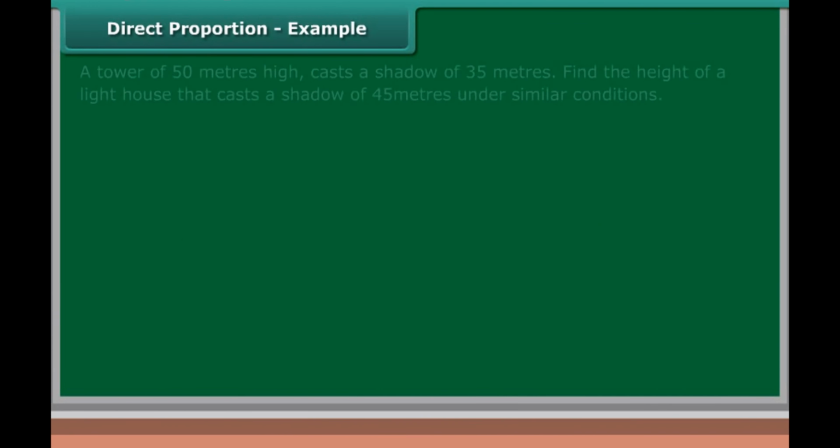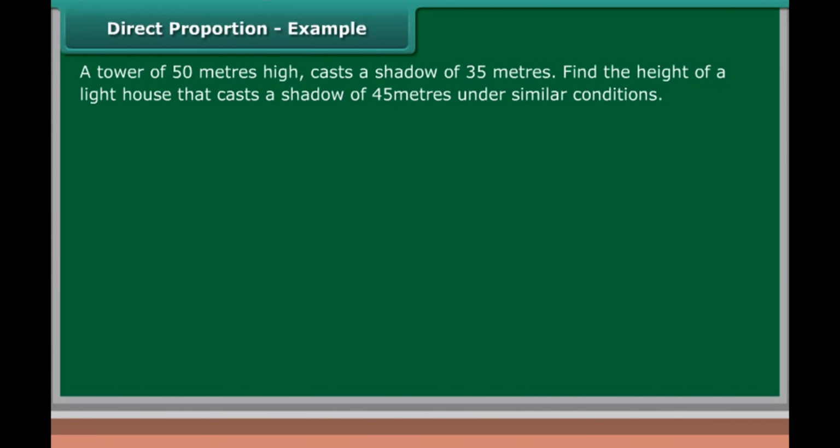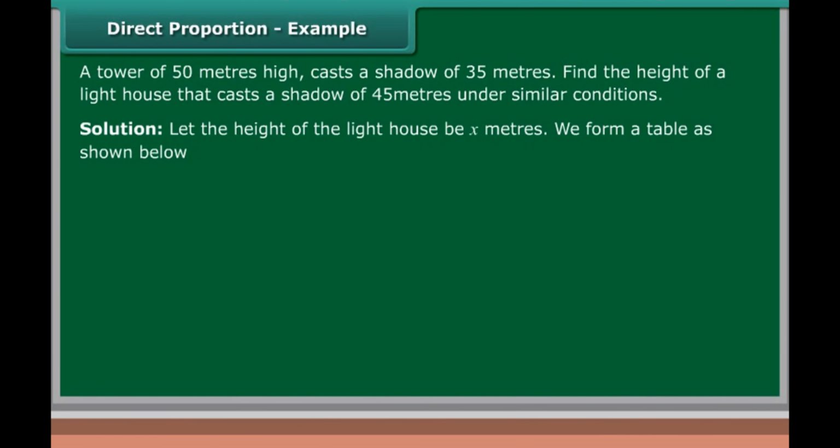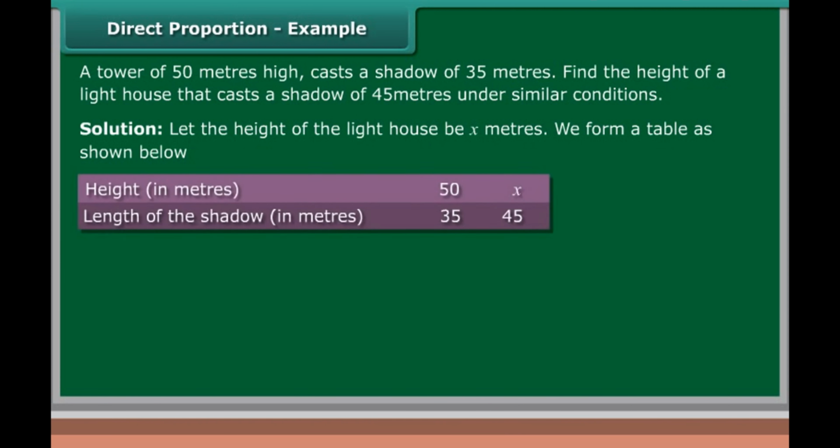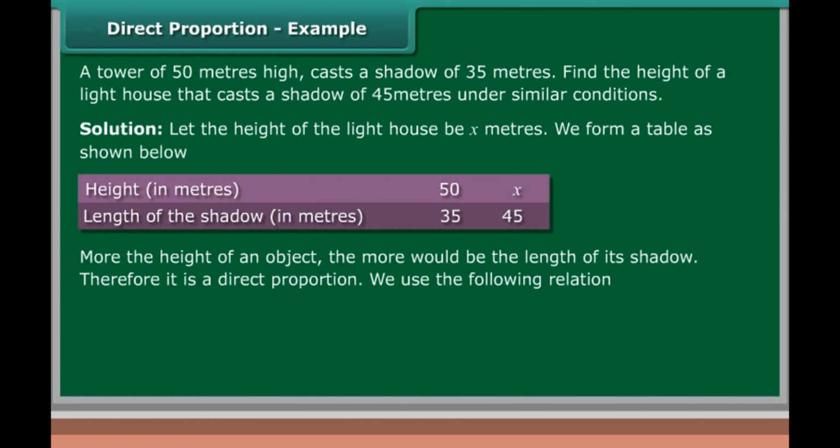Example 2. A tower of 50 meters high casts a shadow of 35 meters. Find the height of a lighthouse that casts a shadow of 45 meters under similar conditions. Solution. Let the height of the lighthouse be X meters. We form a table as shown below. More the height of an object, the more would be the length of its shadow. Therefore, it is a direct proportion.